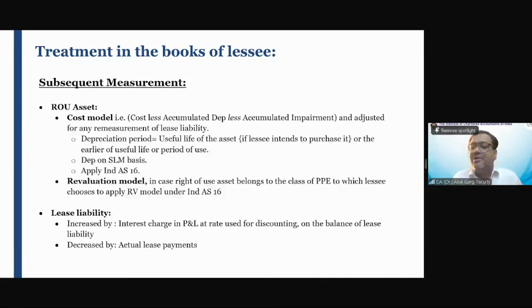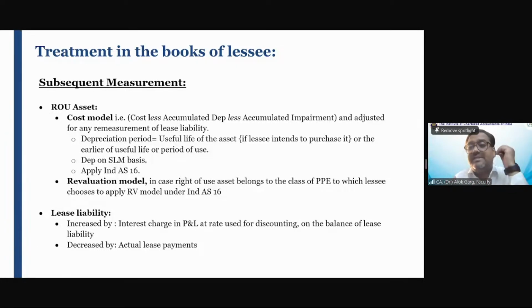What is my right of use asset? My right of use asset is equal to present value of lease liability, present value of lease payment. And what does lease payment include? Lease payment includes annual payment plus exercise price. It means your lease payment already included the purchase price also. Means your right of use asset includes your purchase price as well, right?